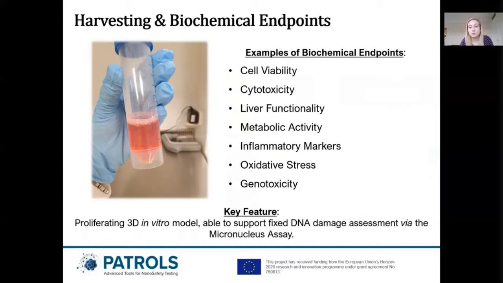This 3D model is compatible with a number of biochemical endpoints as listed here, from cytotoxicity and liver functionality to inflammatory markers and genotoxicity. Each plate can yield about 5 mils of supernatant, and so for any of the assays based on supernatant, such as your liver function or inflammatory-based ELISA markers, one 96-well plate will be more than sufficient.